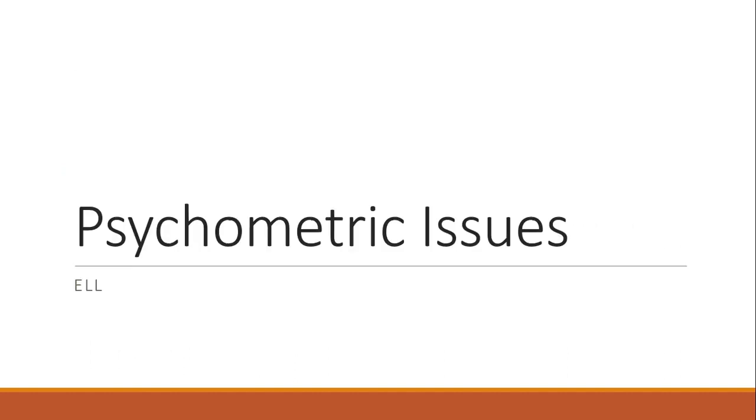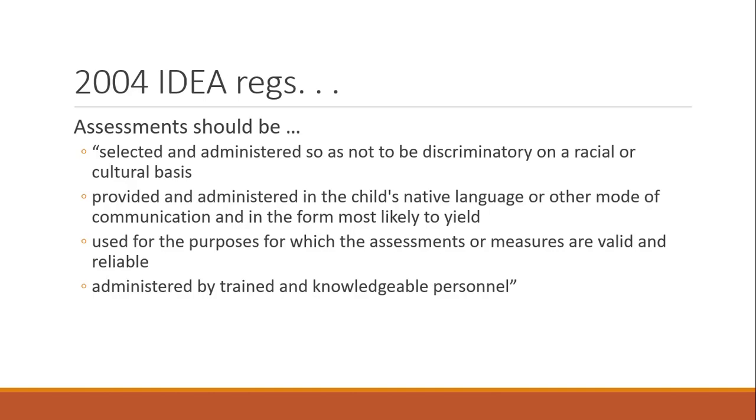So here are some psychometric issues for English language learners. IDEA says your assessment should be selected and administered so as not to be discriminatory. So this is more of an ideal because, like I just said, you cannot say that there's going to be no discrimination or bias in a test. We know that there are going to be issues with any and all tests. So you're really trying to aim for the least amount of discriminatory, racial, or cultural bias. And you also will sometimes have to weigh qualitative data as well as quantitative data and multiple sources of data so that you are getting the least biased total picture of the child.